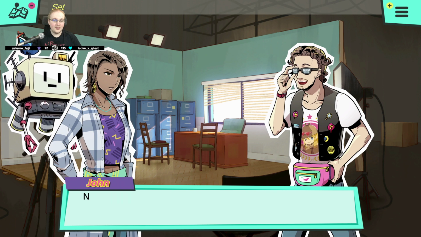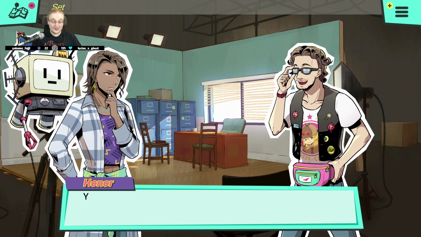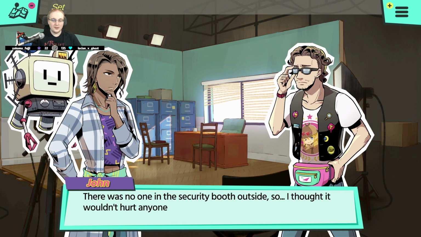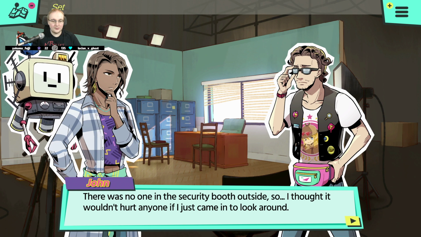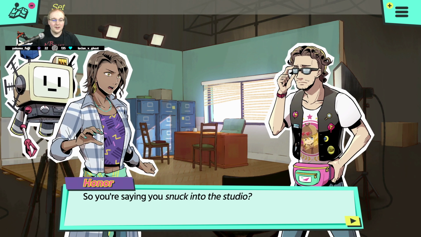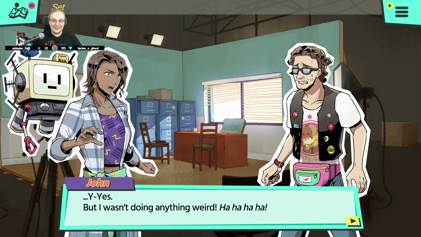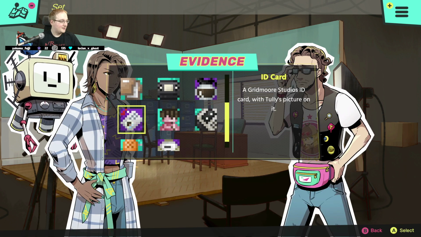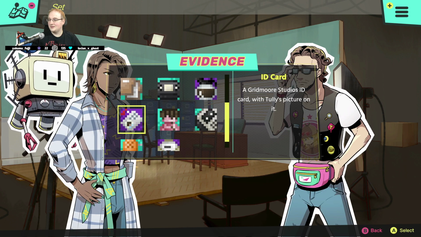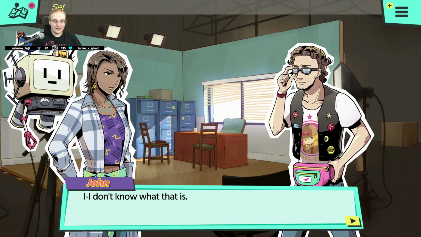You recognize this ID card? No, sorry. Wait, is this a real studio ID card? That's so cool! You didn't get one when you arrived? There was no one in the security booth outside, so I thought it wouldn't hurt anyone if I just came to look around. So you're saying you snuck into the studio? Yes, but I wasn't doing anything weird. I don't know what that is.